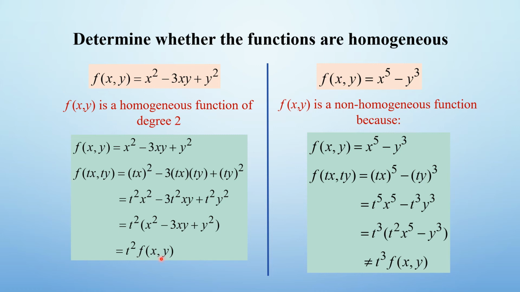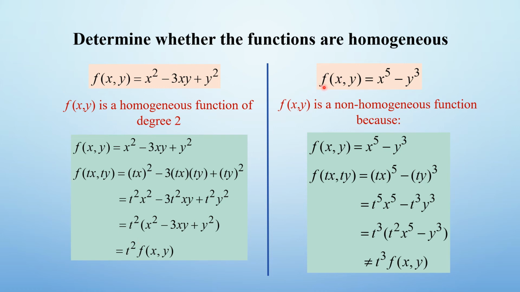Now since we are able to show that f of tx, ty is equal to t to the alpha, where alpha in this case is equal to 2, multiplied by f of xy, we conclude that this given function is a homogeneous function of degree 2. This number 2 refers to the value of alpha.